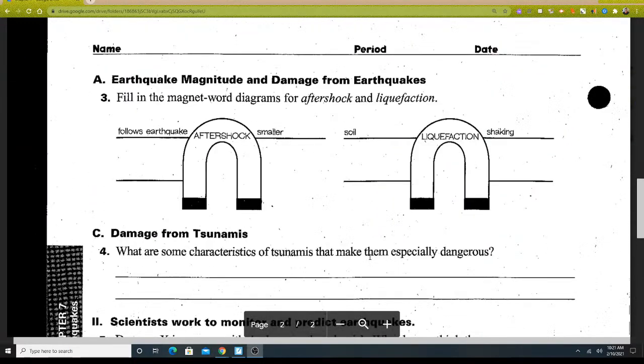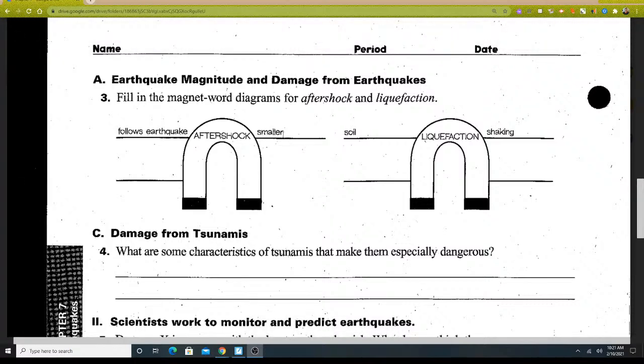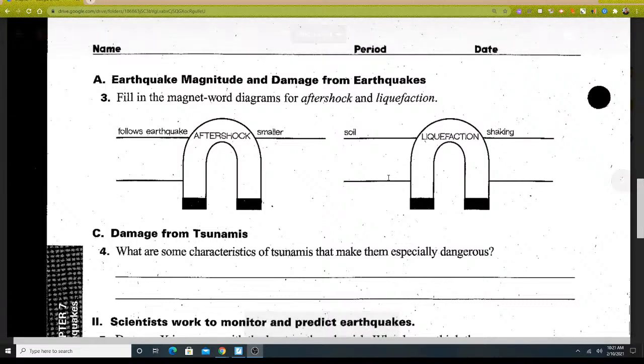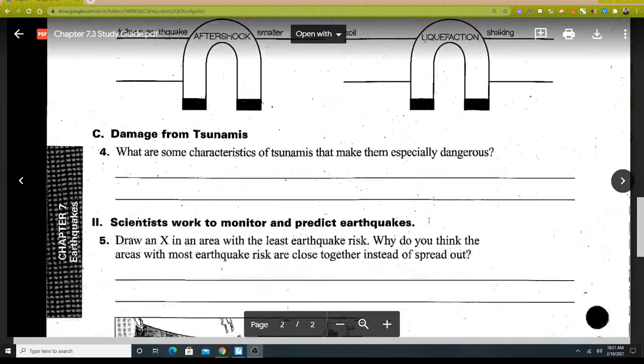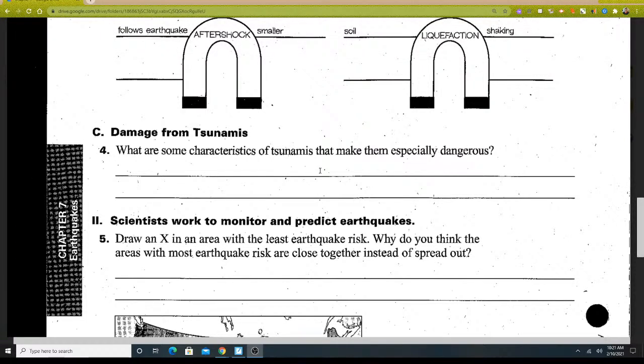You have two word magnets right here, aftershock and liquefaction. Aftershocks follow earthquakes. Aftershocks are usually smaller. Aftershocks can do something else. Liquefaction deals with the type of soil. Liquefaction deals with the soil shaking. Then you have to come up with two more things about liquefaction. What are some characteristics about tsunamis that make them especially dangerous? We talked about many of them in our notes, in the video from our notes the other day. So make sure that you put down at least two, if not more.